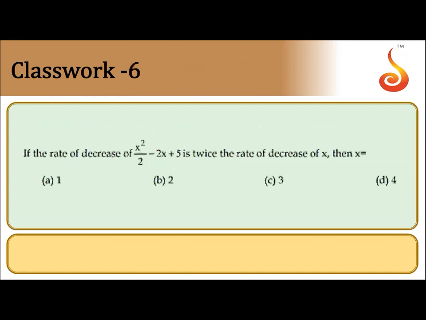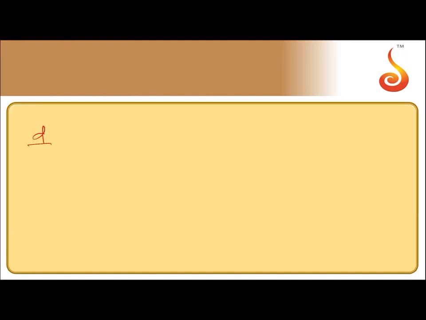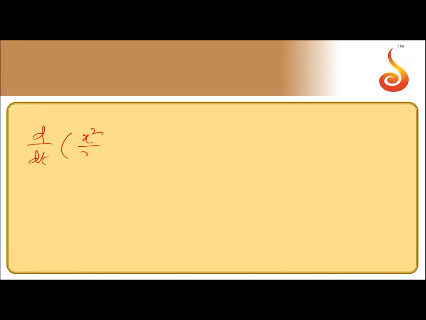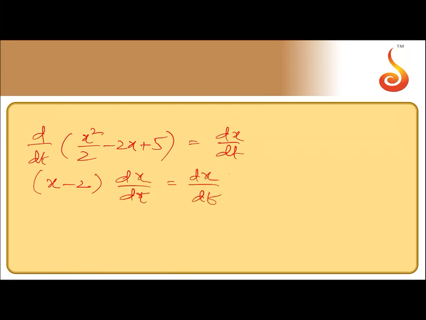Coming to the next one. The rate of decrease of this one is twice the rate of decrease in x. Both are decreasing, both have negative signs, so you can take it as positive. So d/dt of x²/2 - 2x + 5 is equal to dx/dt. When you find the derivative, you get (x - 2) dx/dt = dx/dt. So therefore, it cancels, and you get x - 2 = 1, so x = 3.